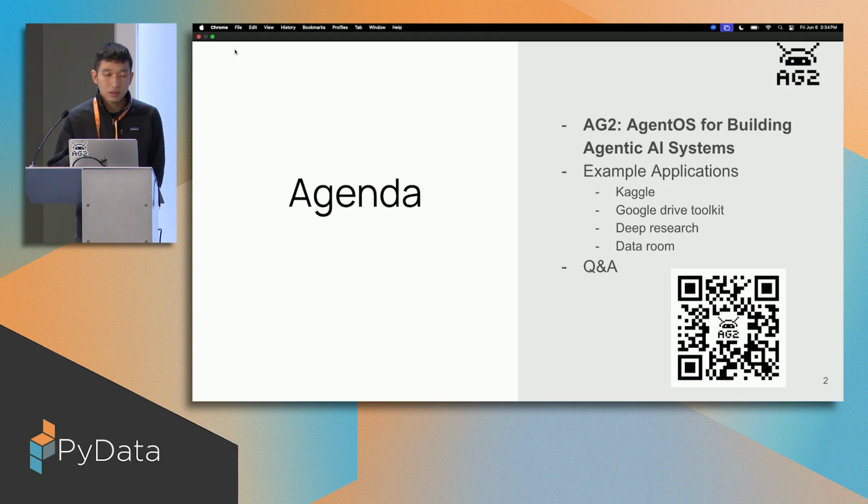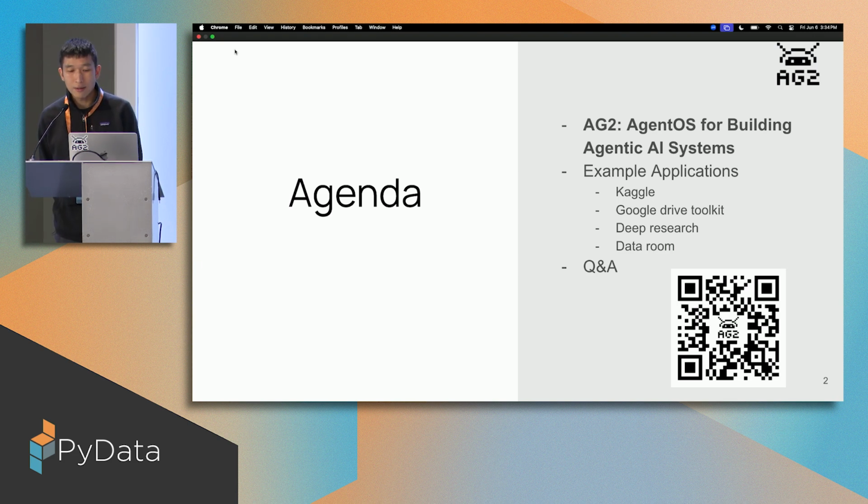And here's a QR code on the screen. If you scan it, you will find a GitHub repo called Build with AG2 under the AG2 AI organization. There are many example projects in that repo, and today we'll cover several of them.